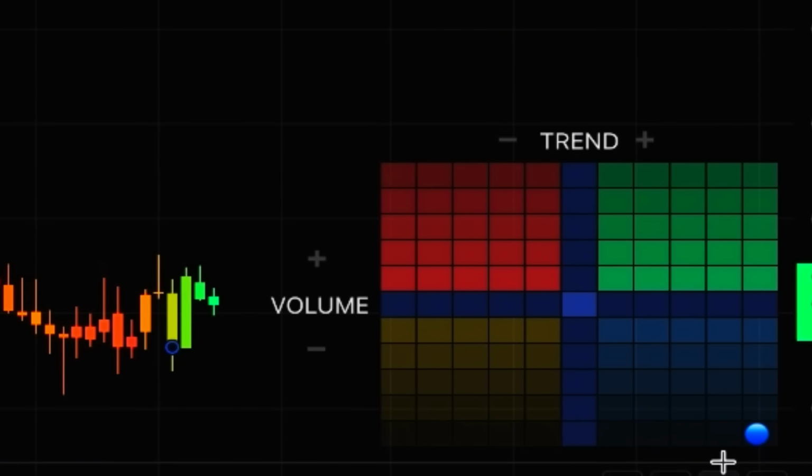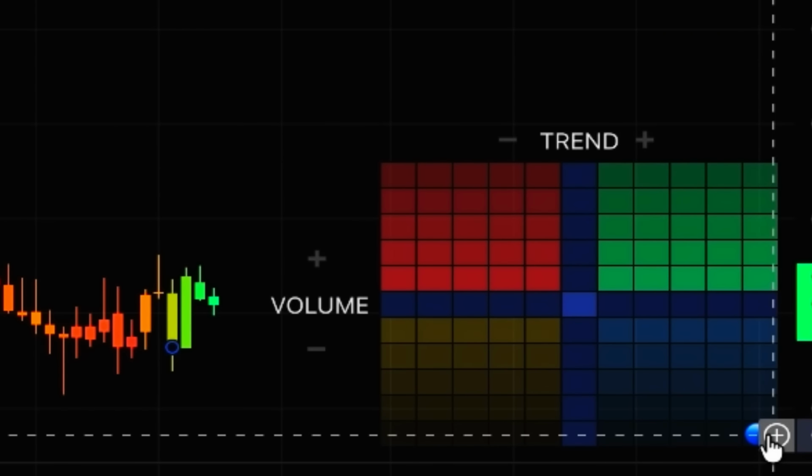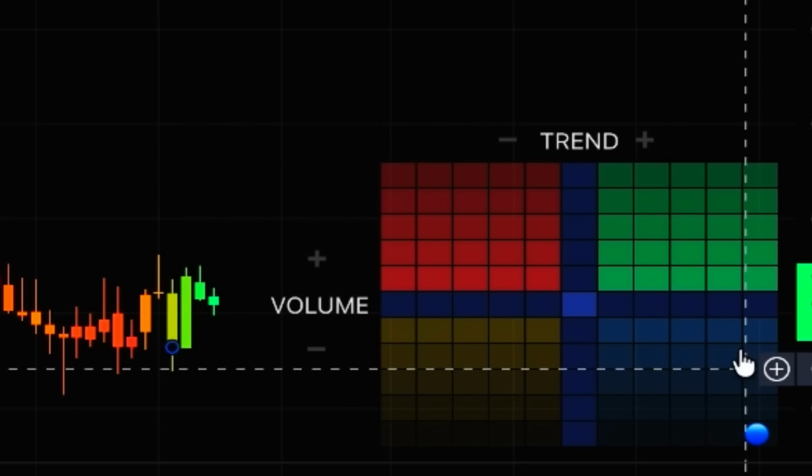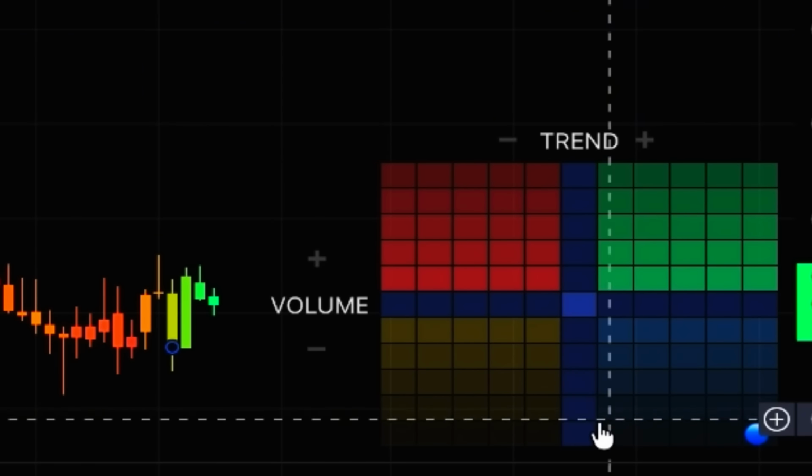As I said, the more we go to the right the stronger is the upside momentum, and the more we go down the lower is the amount of volume. So here inside the blue segment, for example, having the blue circle here, it shows even higher weakness for the upside momentum.